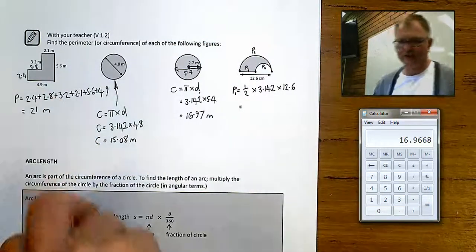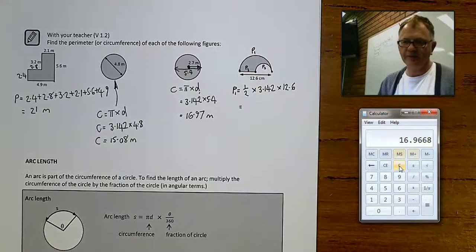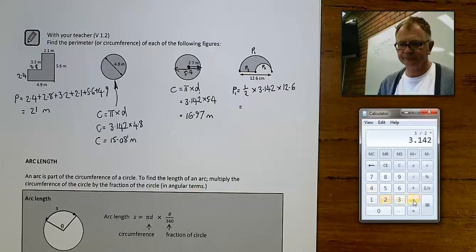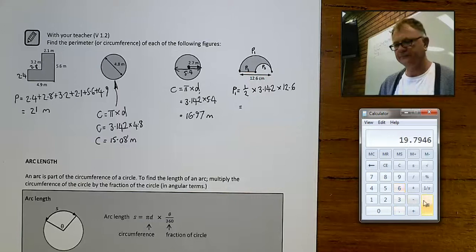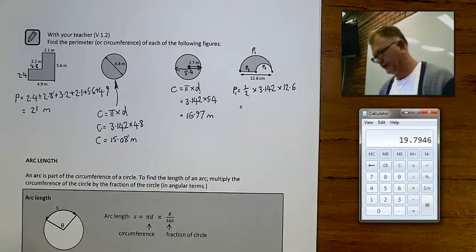I can do that on my calculator. Half, 1 divided by 2, times 3.142 times 12.6. 19.79 for that piece.